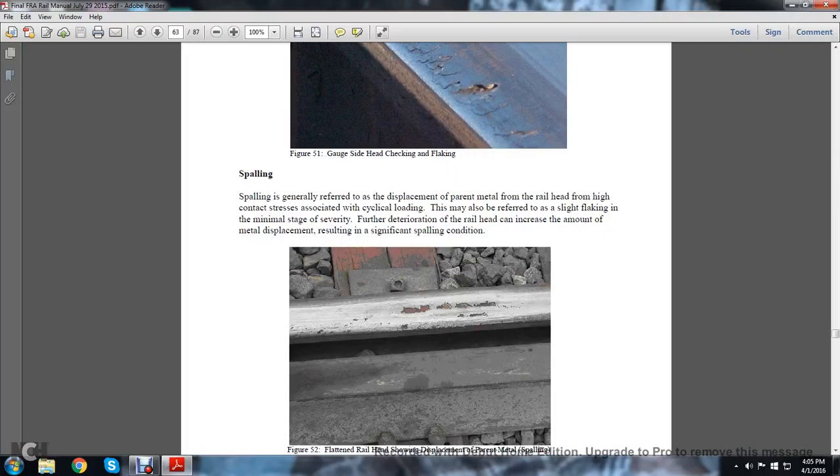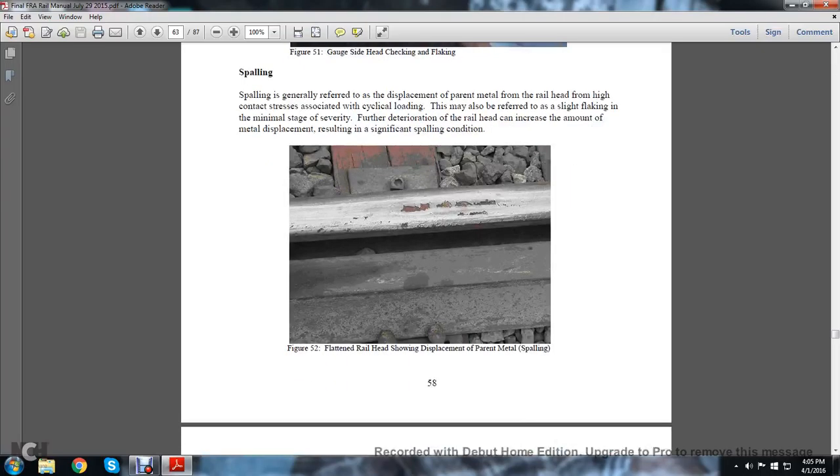Spalling. Spalling is generally referred to as the displacement of the parent metal from the railhead due to high contact stress associated with heavy loading. This will also be referred to as slight flaking, at minimal stage severity. Further deterioration of the railhead can increase the amount of metal displacement, resulting in a significant spalling condition. Figure 55.2 shows a flattened railhead showing the displacement of parent metal.